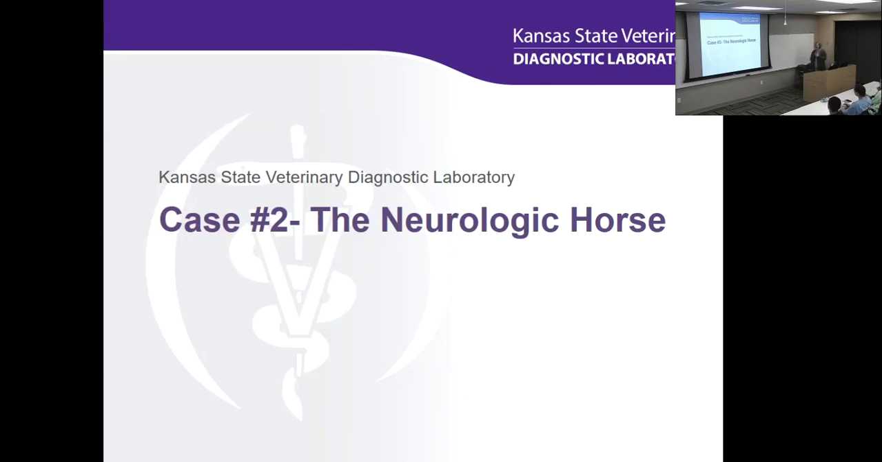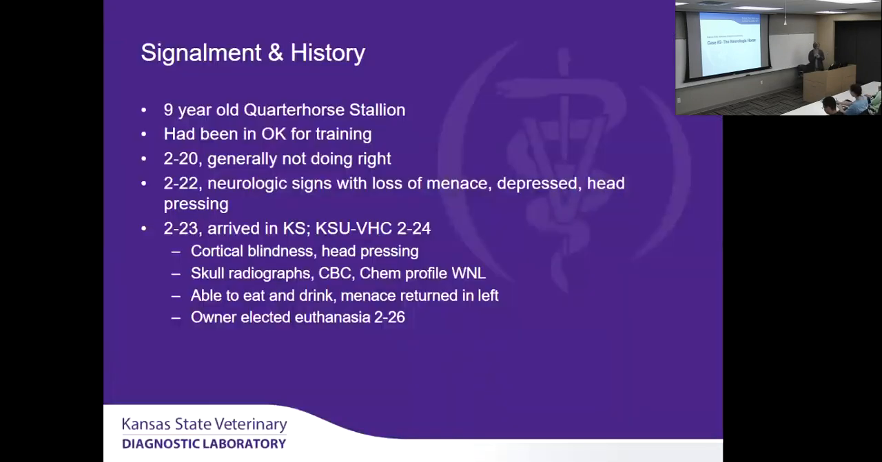All right. So this horse has a pretty short history. Unfortunately, we didn't get a lot of detail about it, but this horse was very neurologic. He was a 9-year-old quarter horse stallion. He'd been in Oklahoma for an undetermined amount of time at a trainer, and he had just come back to Kansas on the 23rd of February.